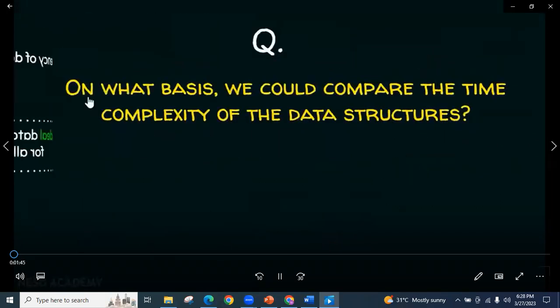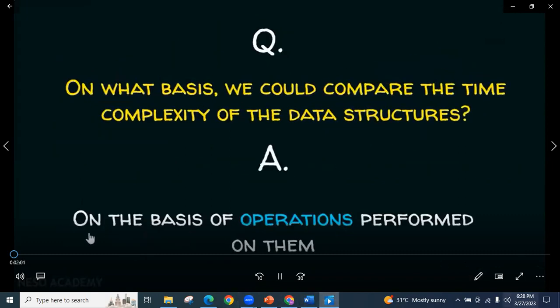Now there is one question. On what basis can we compare the time complexity of data structures? This is a very important question. We are going to compare the data structures, so how can we compare their time complexity? We will compare the data structures on the basis of the operations performed on them. Let me give you an example and the whole concept will be clear to you.